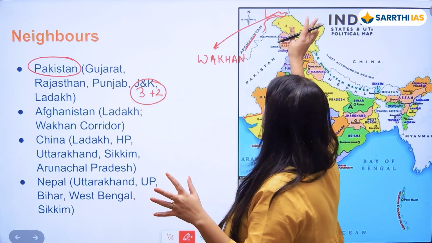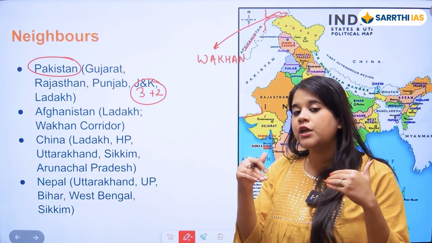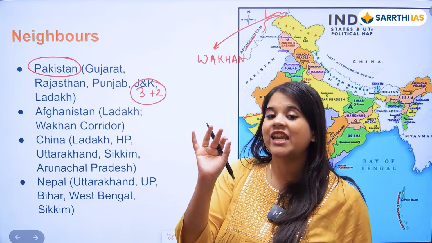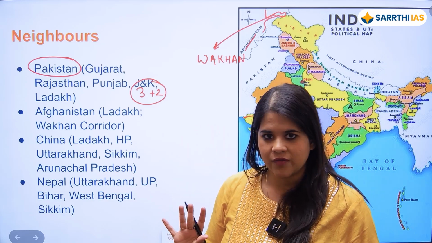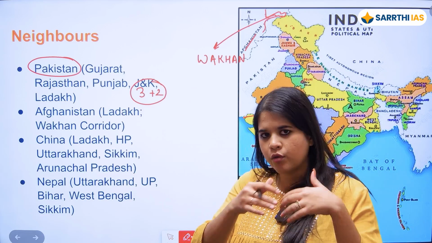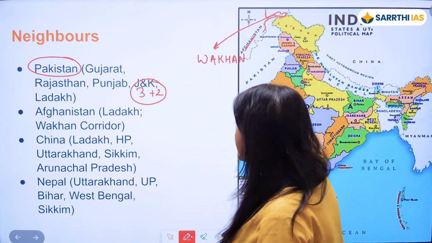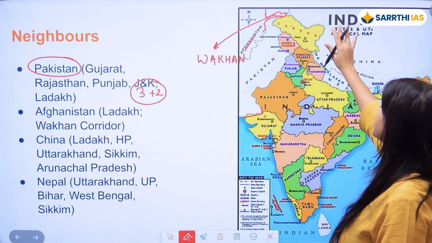However, this region currently is occupied by Pakistan, and that's why India does not have any direct land route to Afghanistan. That's why the Chabahar port route was created, so that we can go to Afghanistan and the Central Asian countries. Then we have the third country, that is China.